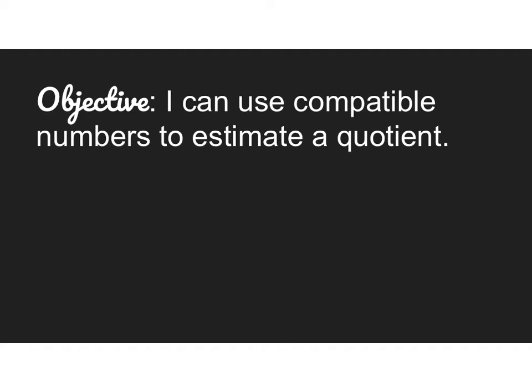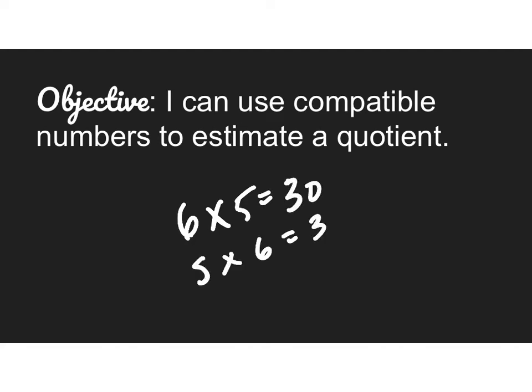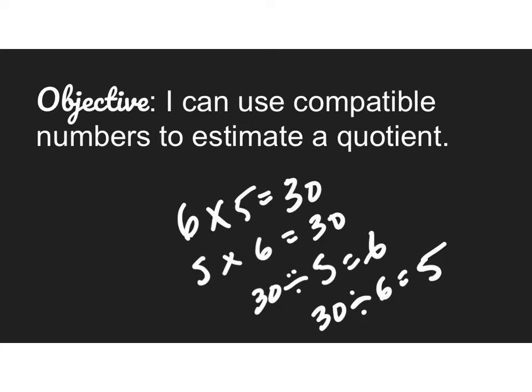I think of these like fact families. So fact families would be, you know, 6 times 5 is 30, and 5 times 6 is 30, and 30 divided by 5 is 6, and 30 divided by 6 is 5. I know that 6 and 5 and 30 are compatible numbers. They go together nicely.